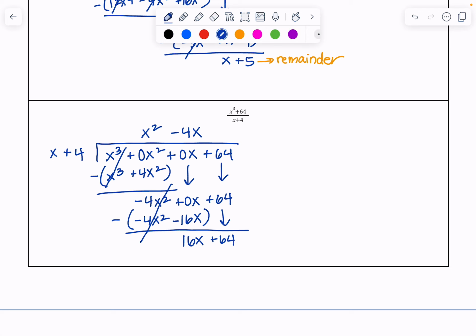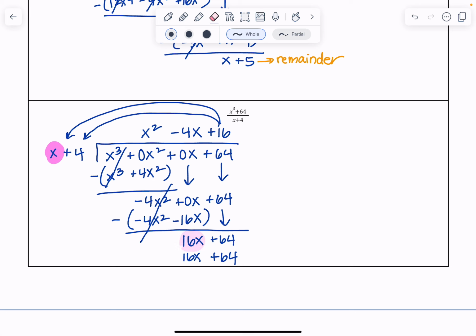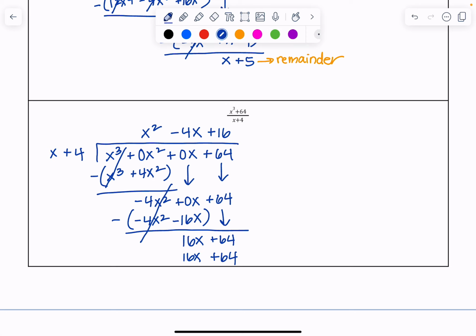And now we're doing the same thing for a third time, but we're comparing 16x to x. So in order to get those two to be the same, I need to multiply by plus 16. And then I'm going to distribute 16 times x and I get 16x. And then I do 16 times 4 and I get plus 64. Let me erase so it stays neat. And then lastly, I'm going to subtract these two. And if you notice here, these both cancel out. So I'm left with 0.